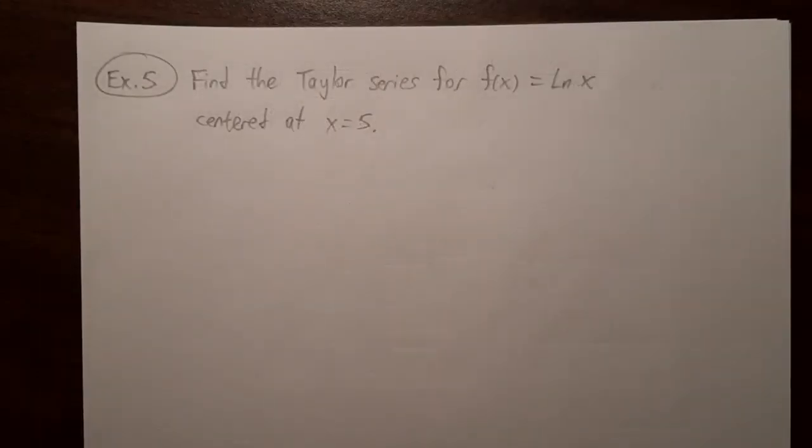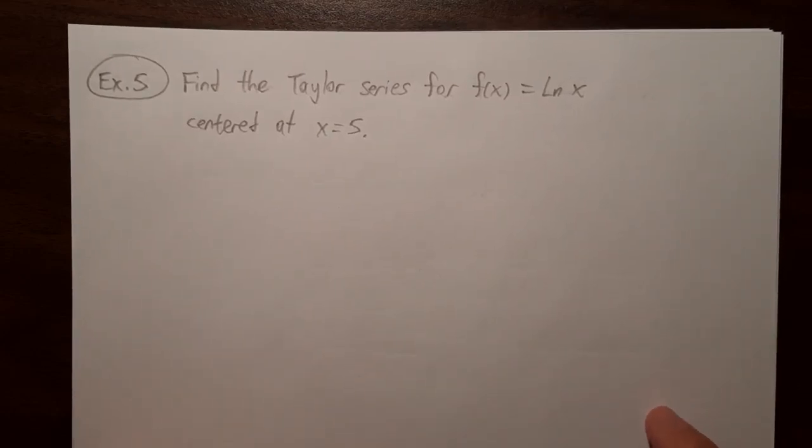All right, so let's do a similar example, or an example in a similar vein, except we'll throw in one extra complication into the mix. Example 5: find the Taylor series for f of x equals ln of x centered at x equals 5.